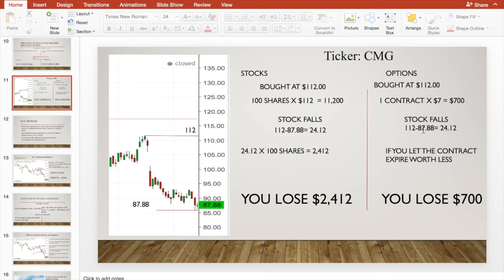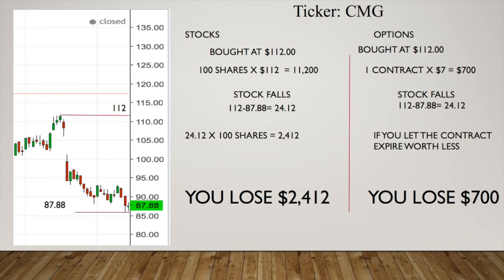And then again, guys, this is a no-brainer. I'd rather lose $700 than $2,412. It's always better to lose less, in my opinion. But then again, everyone has their own opinion.